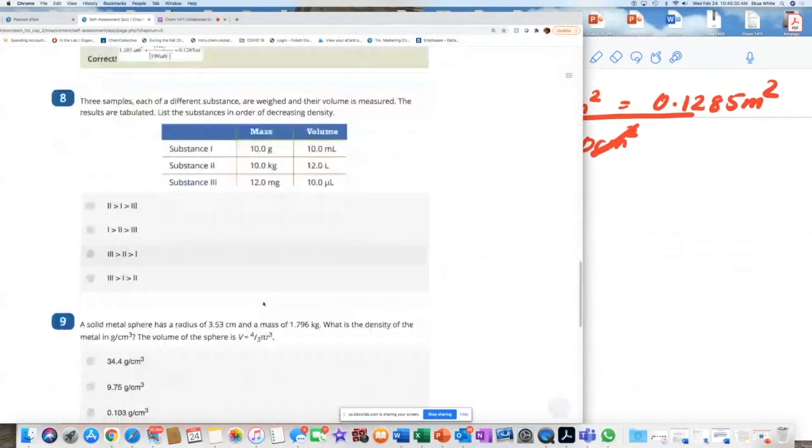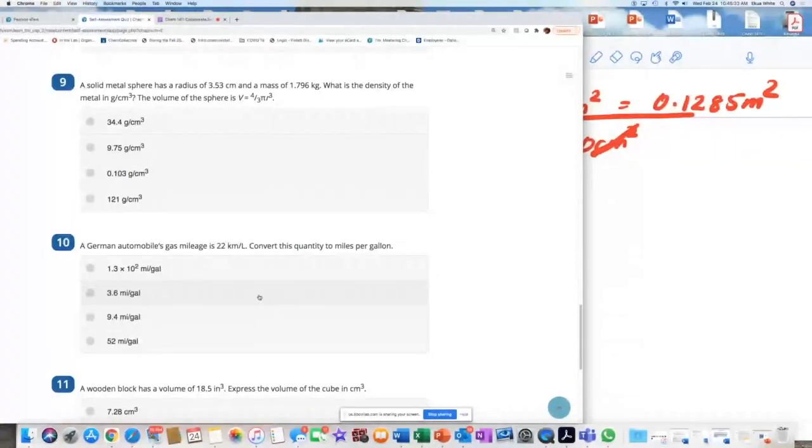Oh, yeah. So let me go back here. This is my last one, y'all. Last one, number 10. See, I use up most of the time here. That's okay. Number 10. A German automobile gas mileage is 22 kilometers. So this is the mileage for number 10. 22 kilometers per liter. And I like to write this in the fractional form, right? Convert this to miles per gallon. So we're going to convert this to miles per gallon.